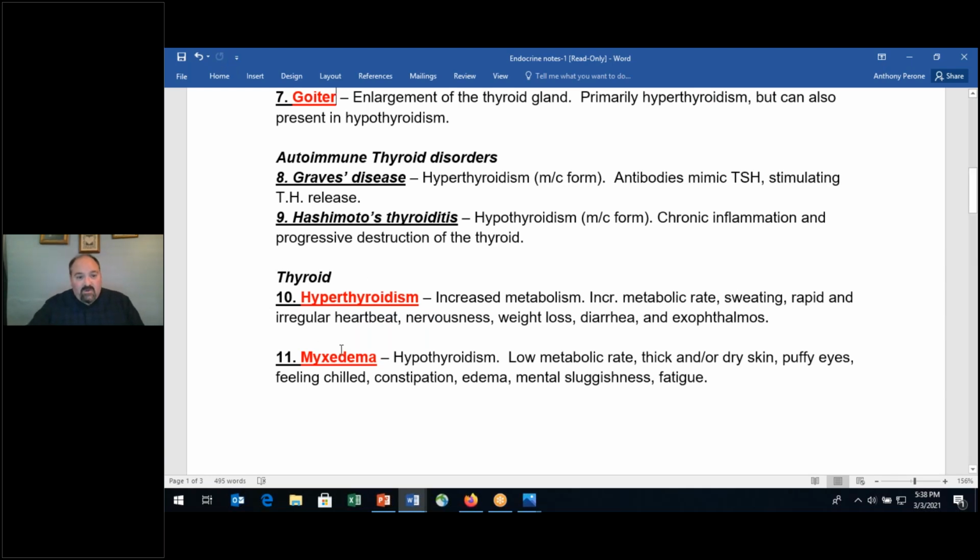So that's for autoimmune disorders, Graves' disease, Hashimoto's.